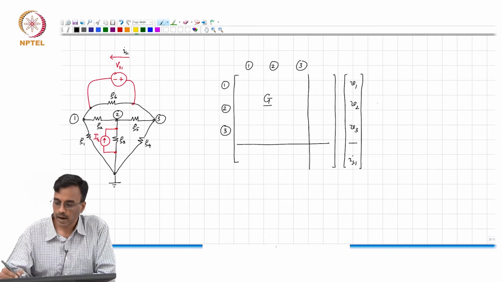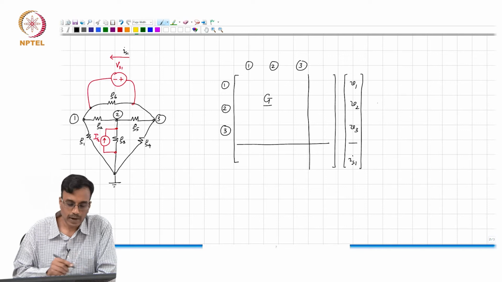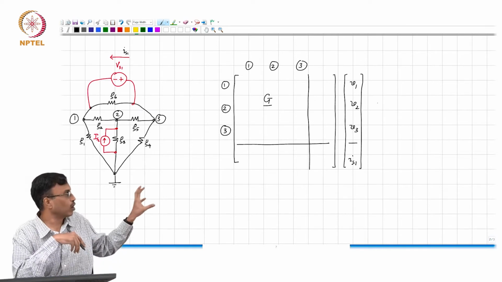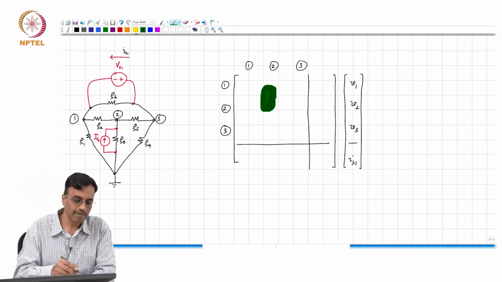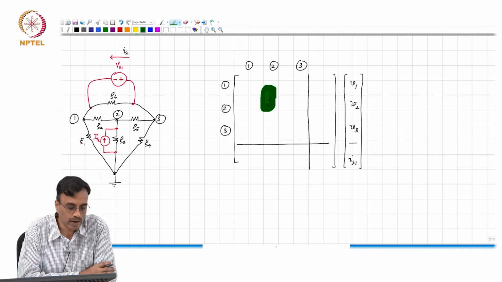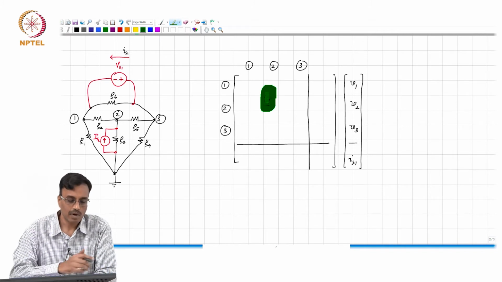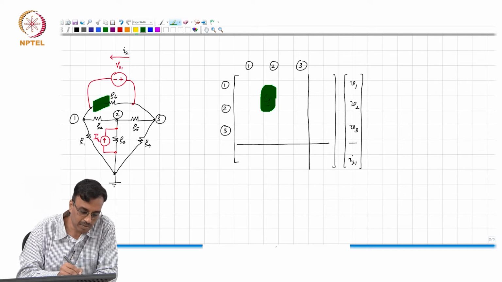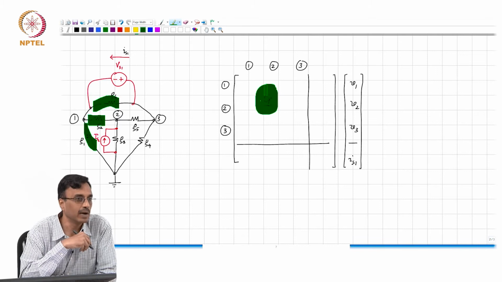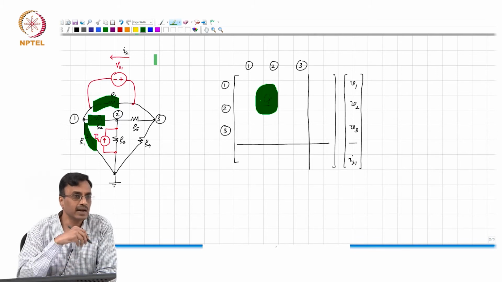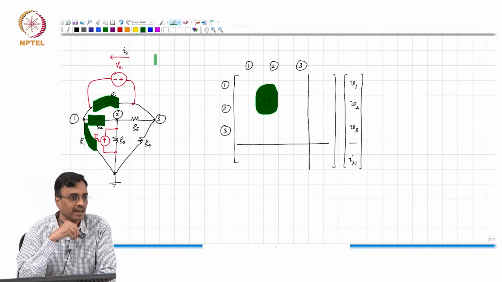And so, if you write KCL for node 1, apart from all the conductances which we have already dealt with and gotten this matrix G, what is the extra term you get? Remember, apart from the currents flowing through these elements, which have already been accounted for in this G matrix, there is also an additional current which is flowing out, which is minus IS1.